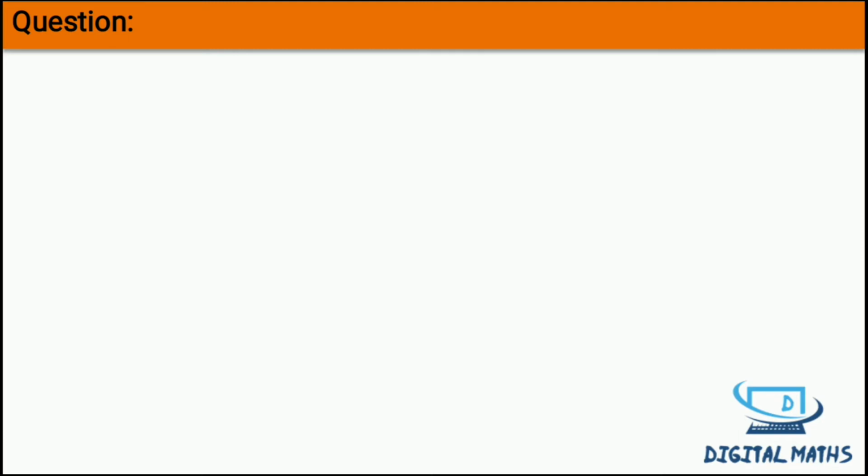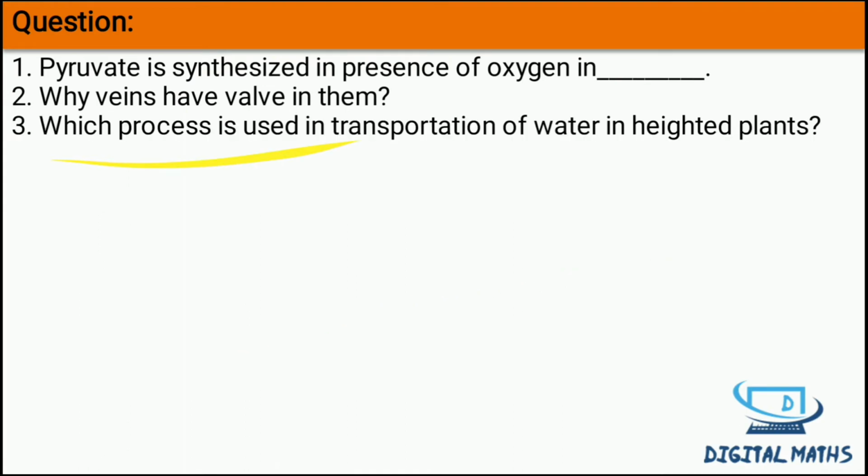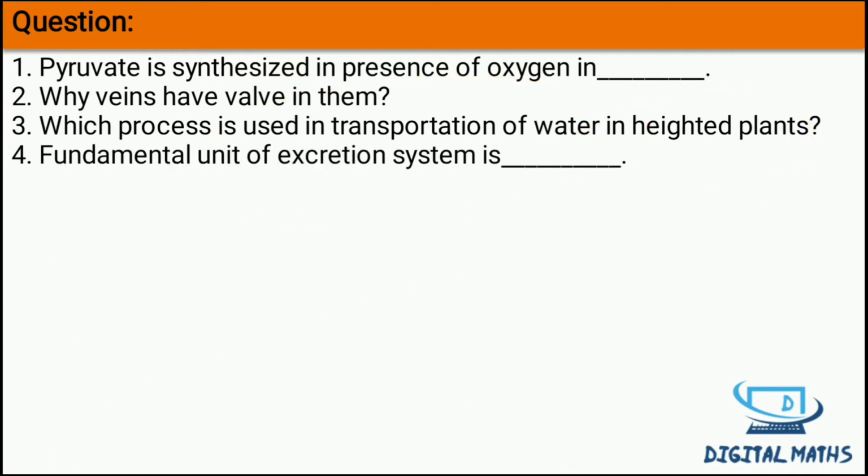Your time starts now. The first question appearing in front of you: Pyruvate is synthesized in presence of oxygen in dash. Second, why do veins have valves in them? Which process is used in transportation of water in hydrated plants?